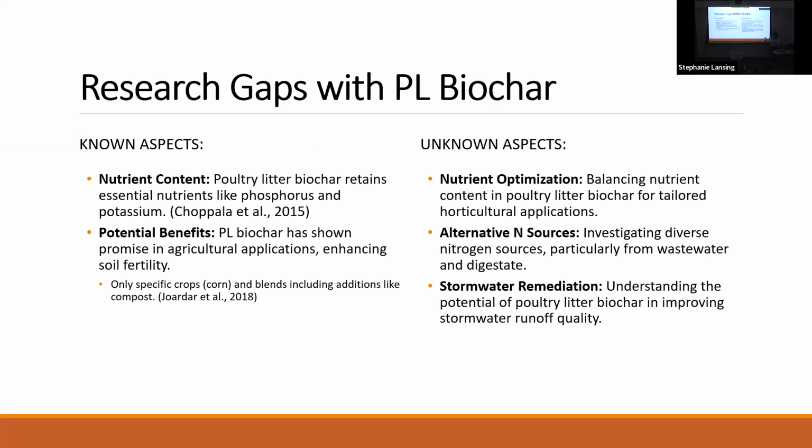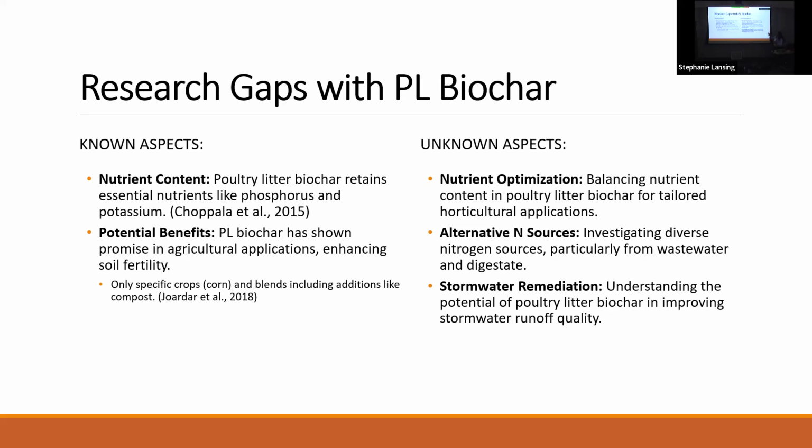There are, again, some known components to this poultry litter biochar research, mainly that there is a robust nutrient profile with high amounts of phosphorus and potassium. And these nutrient benefits can be seen to have agricultural benefits in terms of crop yield, plant yield. But typically, when these are used in agricultural studies, they include only certain types of crops and certain types of other parameters like additions of compost and other blends of materials.